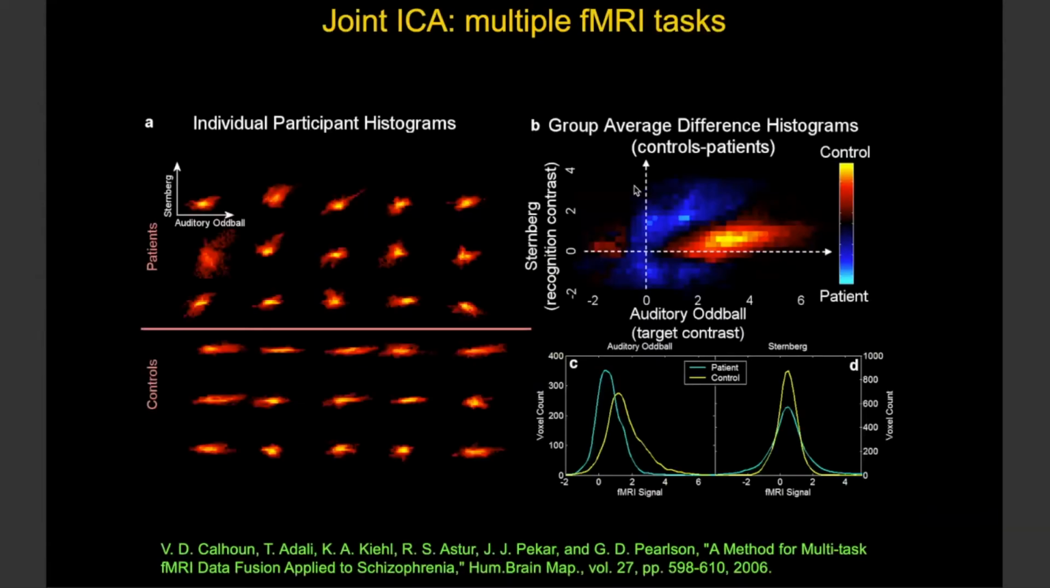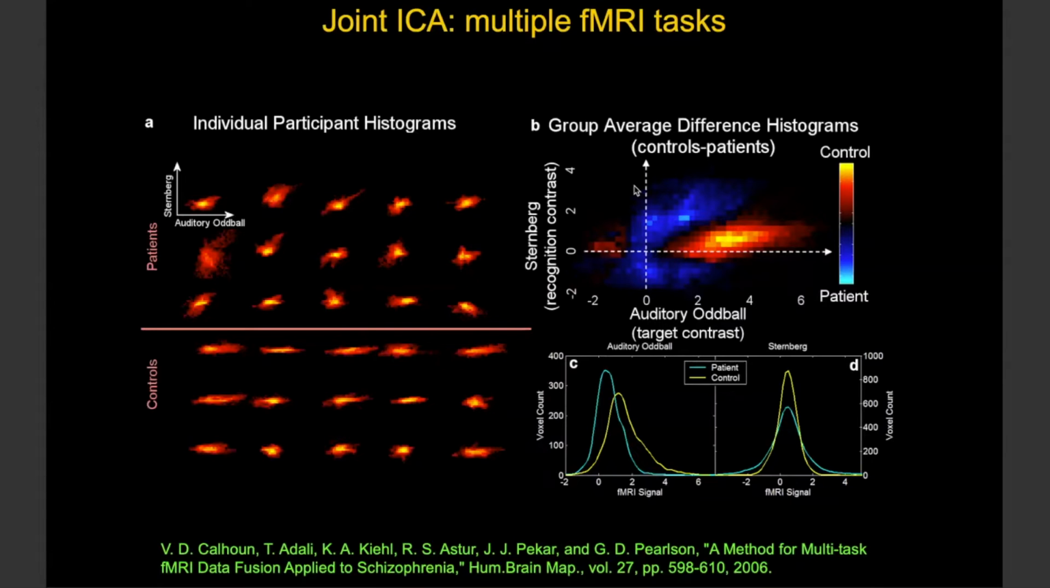Two examples of that, again, from some early results that really convinced me why we should be doing more of this, is here looking at fusion of two different fMRI tasks. We have a Sternberg working memory task and an auditory oddball task. If I'll just point you over here to the left, what I'm showing you here are joint histograms derived from the joint ICA output, okay? So it's basically auditory oddball versus Sternberg, right? And these are individual subjects, right? Top section here is patients with schizophrenia, the bottom are healthy controls.